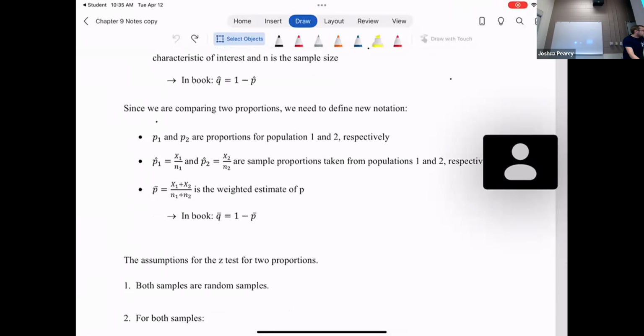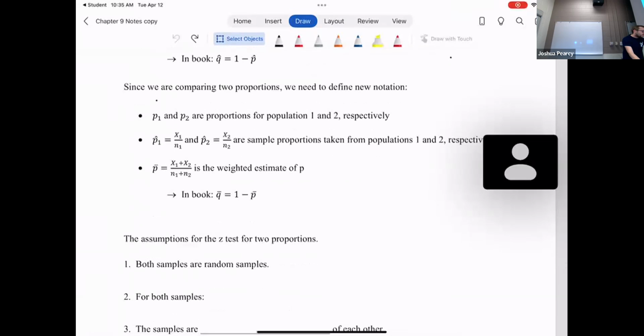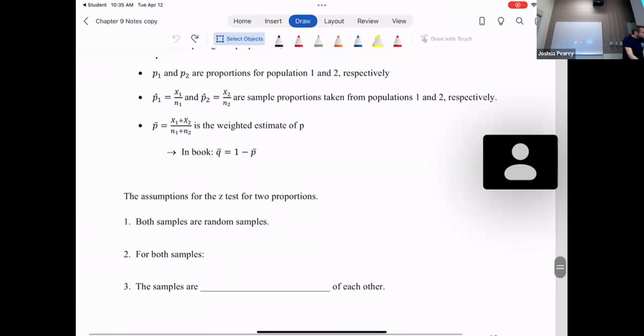Now, in this section, we're looking at 2 proportions, so we're looking at 2 populations. You're going to put a subscript for each of them, just like we did for the population means. So P1 and P2 are proportions for populations 1 and 2 respectively. And you can find P1 hat and P2 hat by the same idea. You have X1 over N1, where X1 is the number of people who possess some characteristic of interest, and N1 is the sample size for the first group. And P2 hat is the same thing, but for the second group.